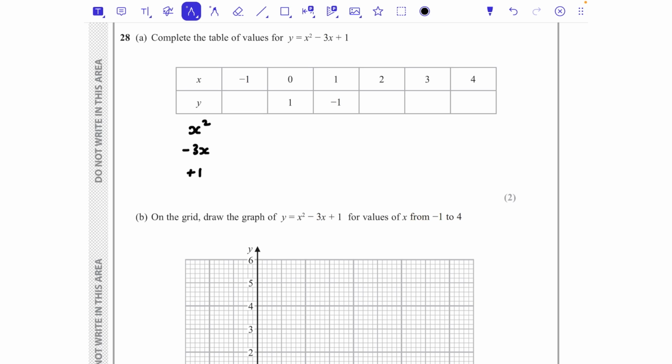So there we go. Let's do minus 1 squared. Now a negative times a negative, because when you square minus 1, you're timesing it by itself. A negative times a negative is a positive. So that is positive 1. And then minus 3 times minus 1 is 3. And then I'm just going to add 1. So altogether, 1 add 3 add 1, that is 5. For the next one, I need to do 2 squared, which is 4. I need to do minus 3 times 2, which is minus 6. And then I need to add 1. 4, take away 6 is minus 2, add 1 is minus 1.